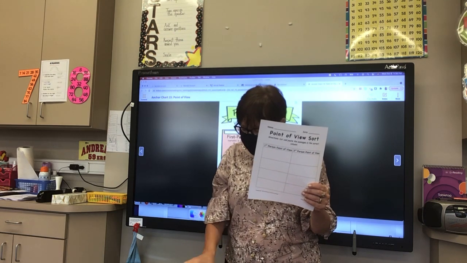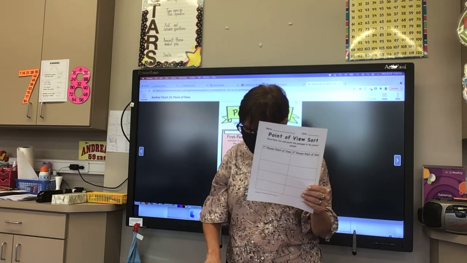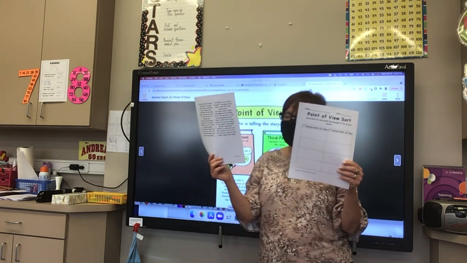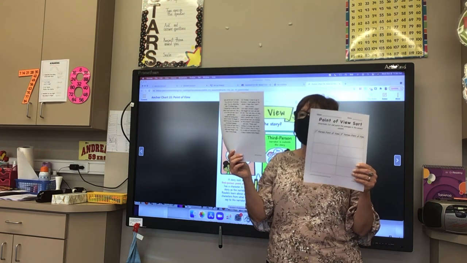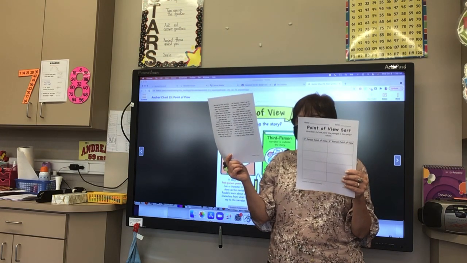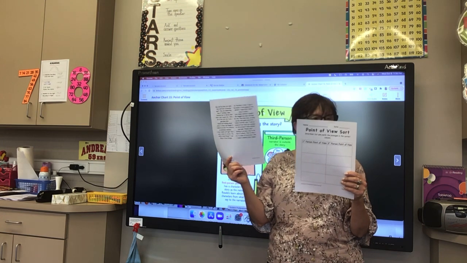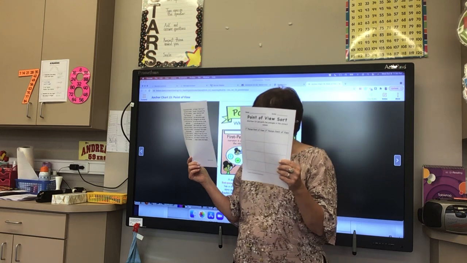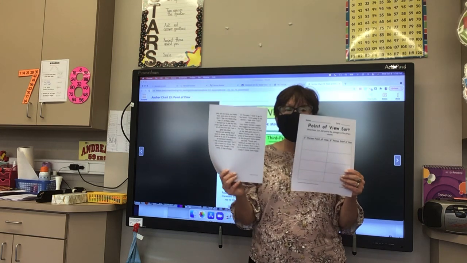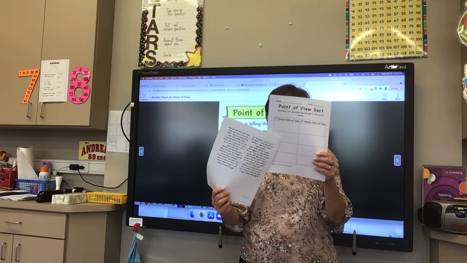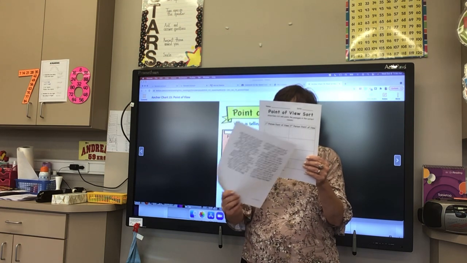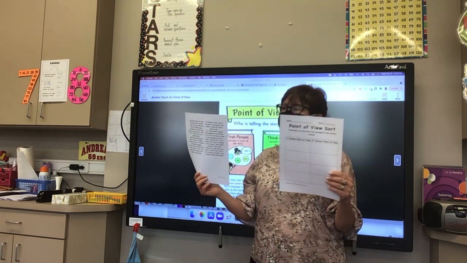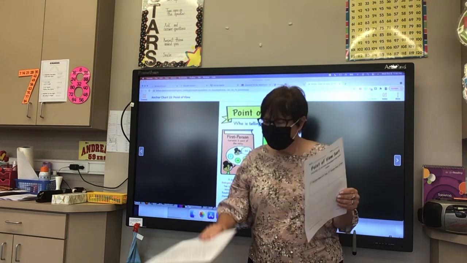And then you have 2, 4, 6, you've got 8 passages you have to read. Some of the passages can be tricky. So you really have to read it and you have to decide, is it first person? Is it third person? You're going to cut out the passage and you're going to glue it either under first person point of view or third person point of view. What questions do you have about what you need to do? None? Very good.